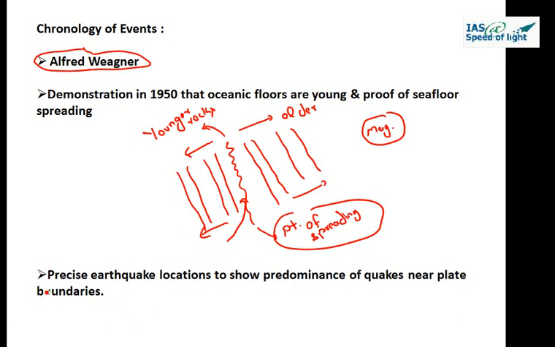And the second point, the precise earthquake location should show predominance of quakes near plate boundaries. This was the reason: around the Second World War, it was found that all those earthquakes were happening around the plate boundaries, and the rest of the world is free from earthquake regions.